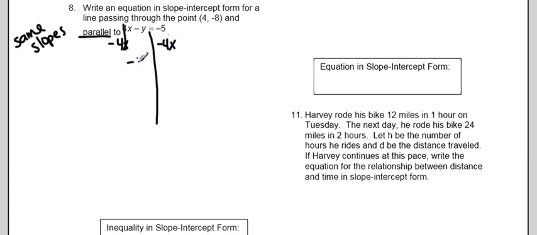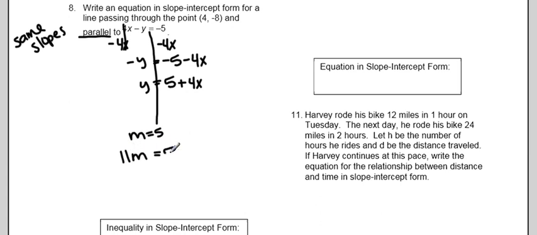That leaves us with negative y equals negative 5 minus 4x. Well, I don't want negative y, so I need to flip it. So y equals 5 plus 4x. This tells me my slope equals 5, which tells me a parallel slope would be the same, which is 5. I have my point, I have my slope, let's plug it in.